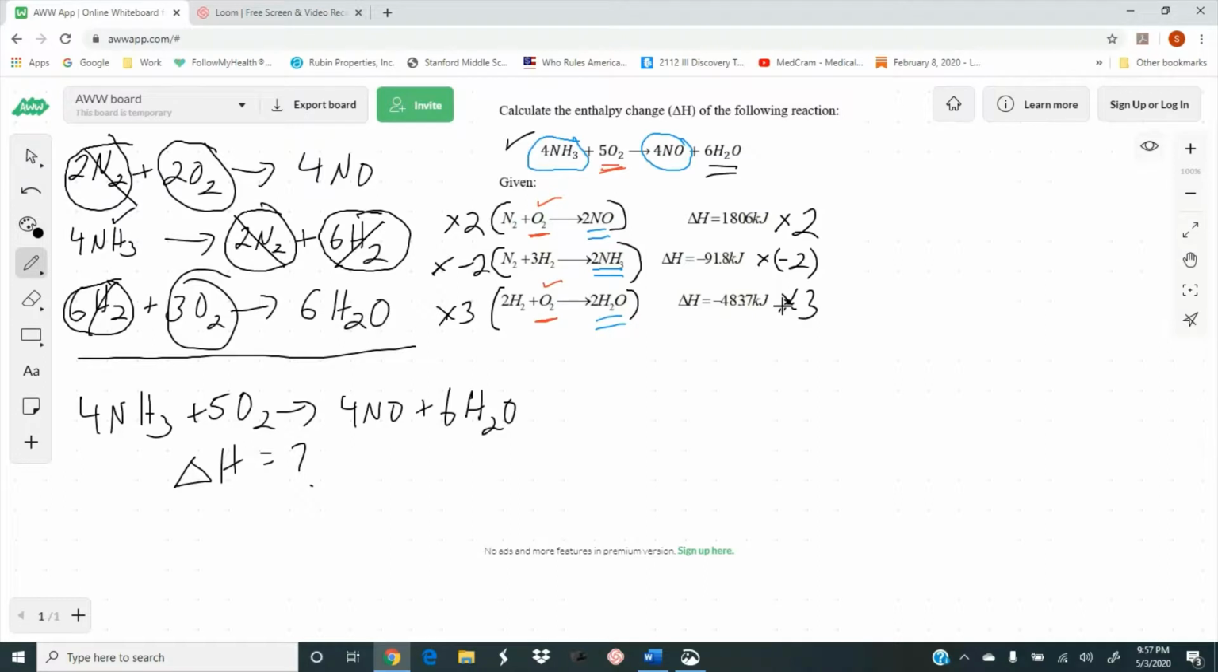And let's do some calculations here. We've got 1806. Multiply that by 2, and you end up with 3612. So let me go ahead and write down these numbers here. Equal to 3612. Okay. Now for the next one, negative 91.8. I'm going to take negative 91.8 and multiply it by negative 2. And since there's two negatives in there, I end up with a positive 183.6.